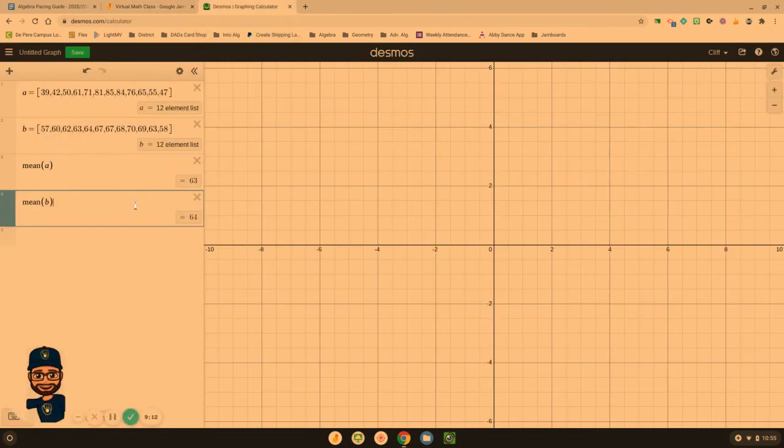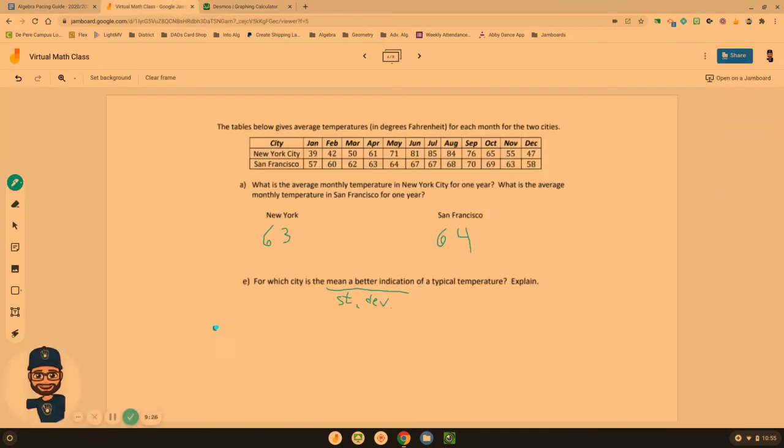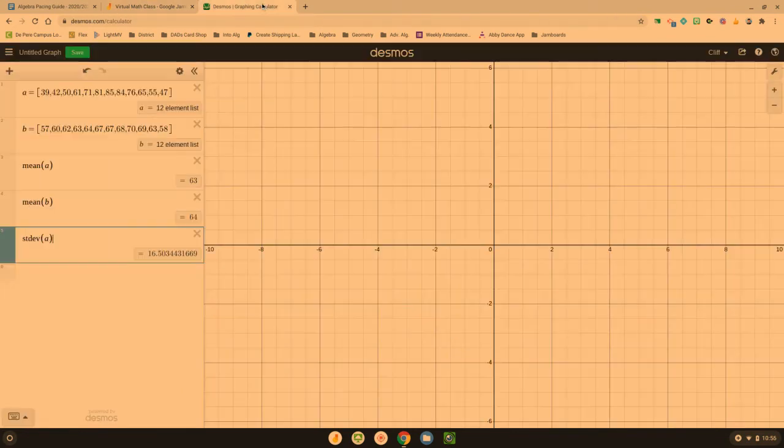And so again, I'm going to grab a new line over here, and the code is STDEV, standard deviation of set A. 16.5, right? So New York has a 16.5. STDEV, standard deviation. Let's go figure out what San Fran has for standard deviation.